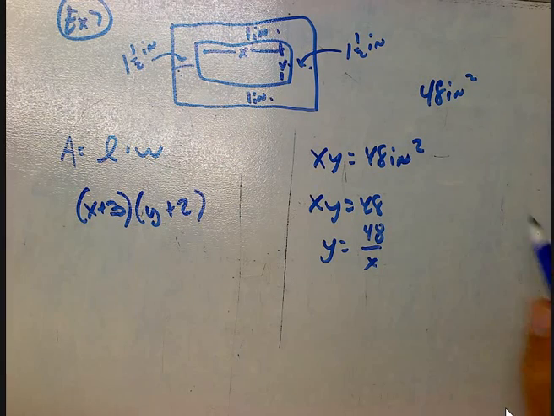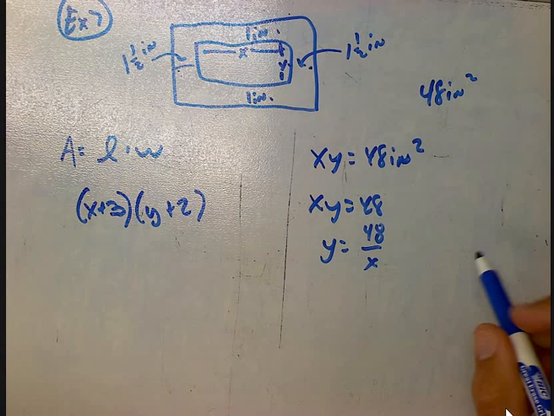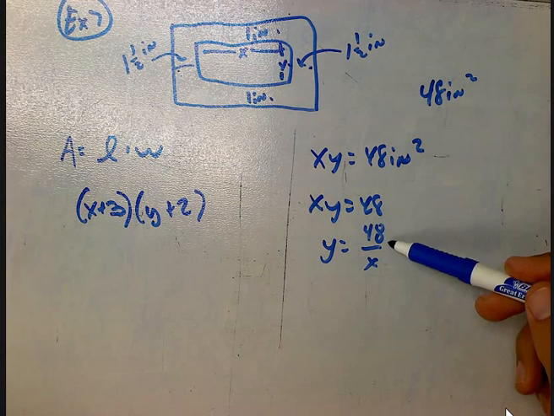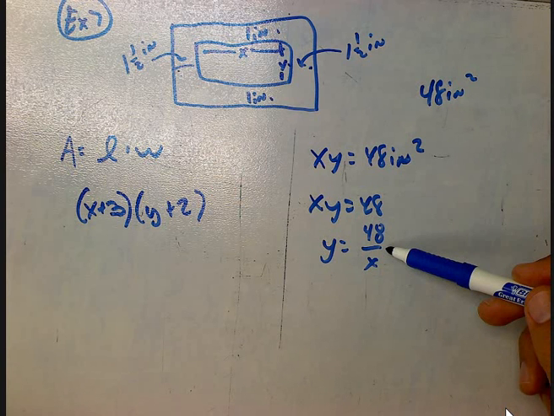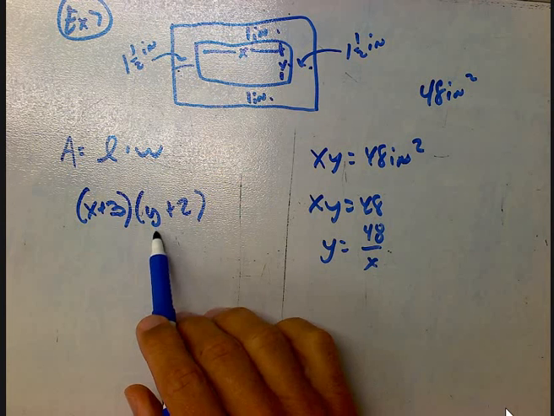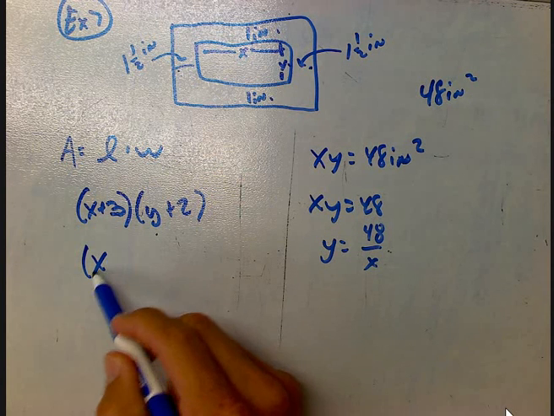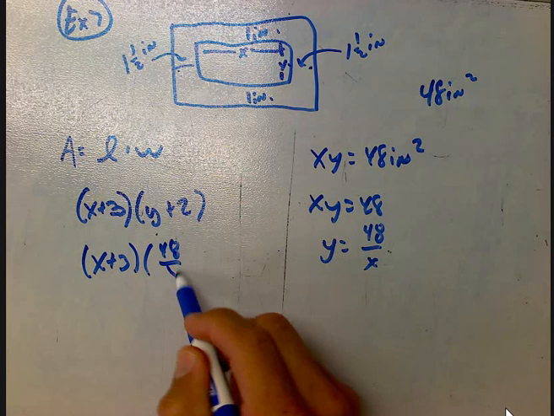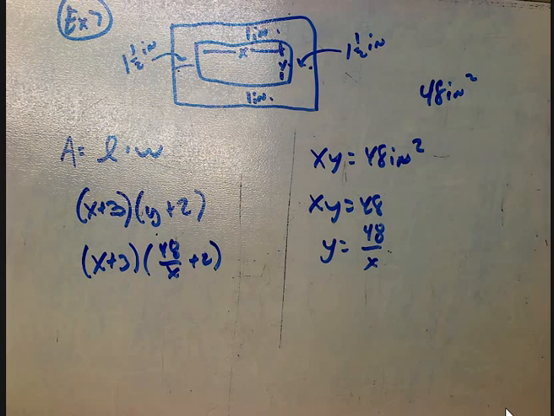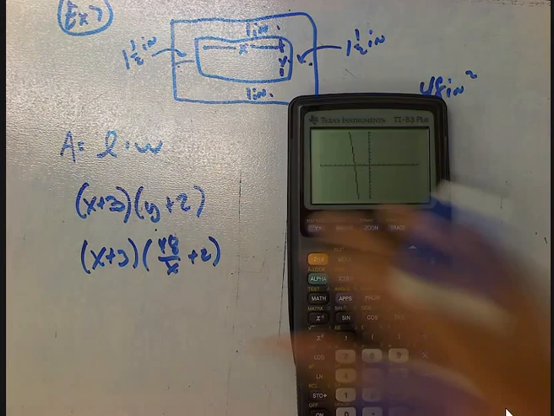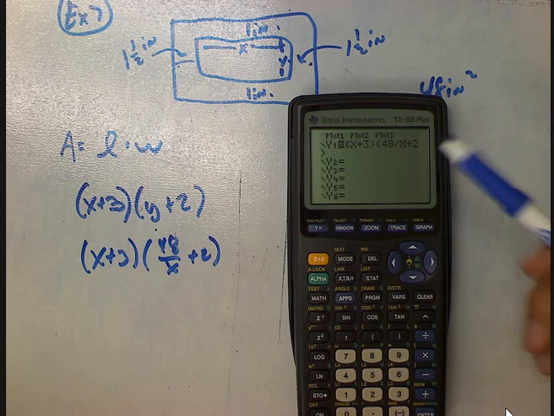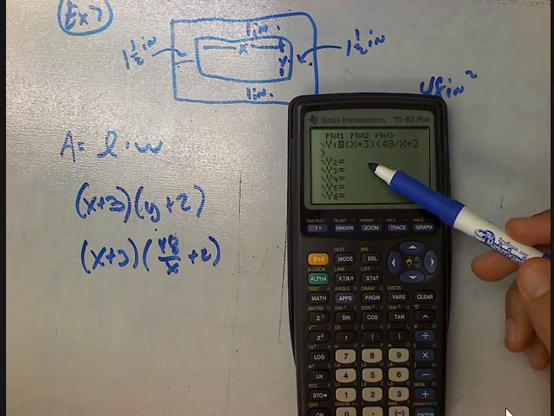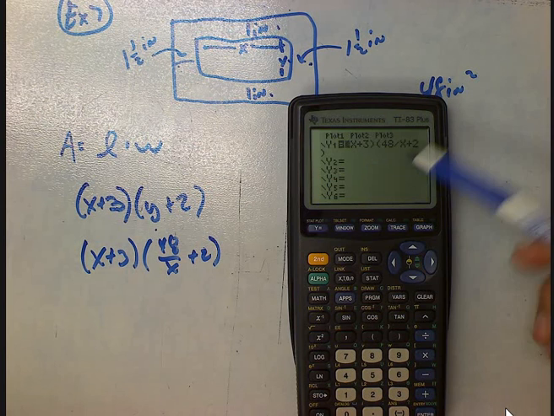Okay. Now remember, this is the printed area. I solved for Y, so now I have a value for Y. I can plug in over here and get X plus 3 times 48 divided by X plus 2. I'm going to plug that into my calculator underneath Y equals. As you can see, I have X plus 3 and 48 divided by X plus 2. I'm going to graph it, and you get that picture.